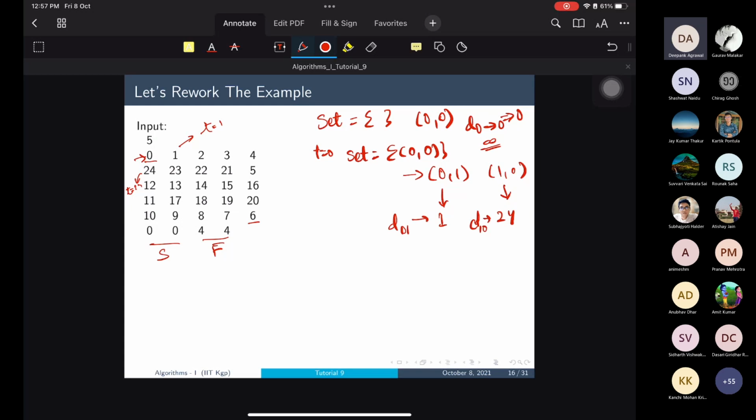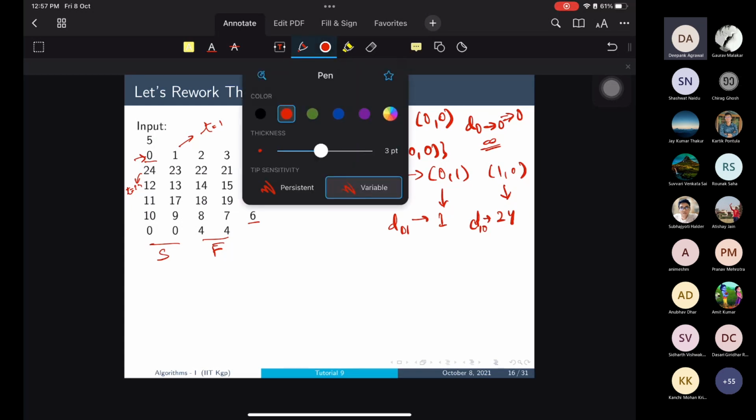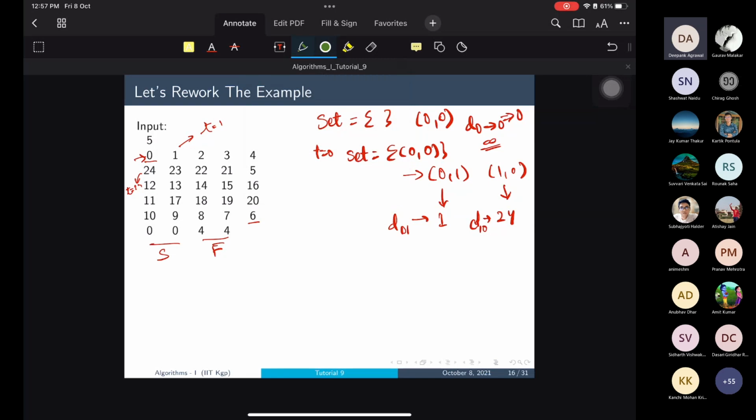Okay, so now which next element should come into the visited set? So can anyone tell me which will be the next element to come into the visited set now? 0, 2. So D01. 0, 1, right? The guy who said 0, 2, did he understand why 0, 1 will come now into the visited set?